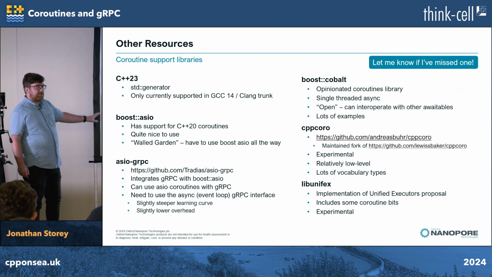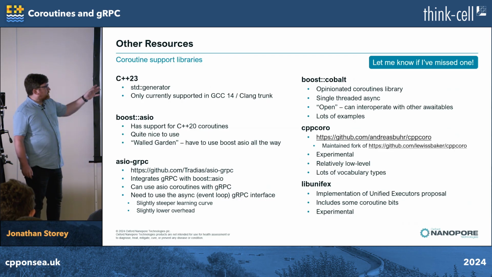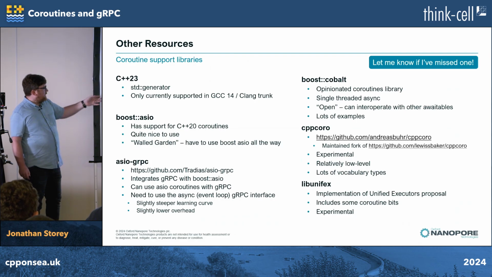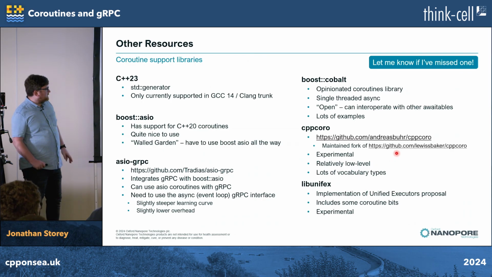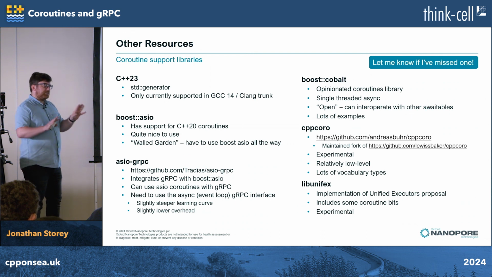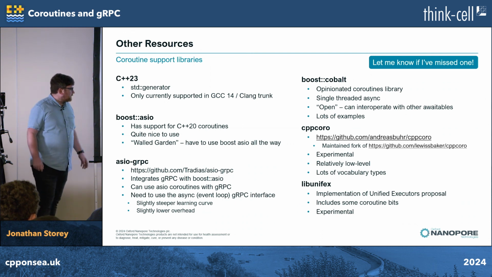We make quite a lot of use of Boost.Asio at our company. And we think it might be a nice way to go. There's Boost.Cobalt. I've not used it. It's quite opinionated. It's quite open, where Boost.Asio is closed. There's cppcoro, which is like the grandfather of coroutine support libraries. There's a maintained fork. It was originally written by Lewis Baker, and it's now maintained by Andreas Buhr. It's quite low level. It's lots of vocabulary types. It's worth a look if you want to understand what you can do with coroutines. And there's libunifex, which is, as I say, experimental. There's some coroutine bits in there.